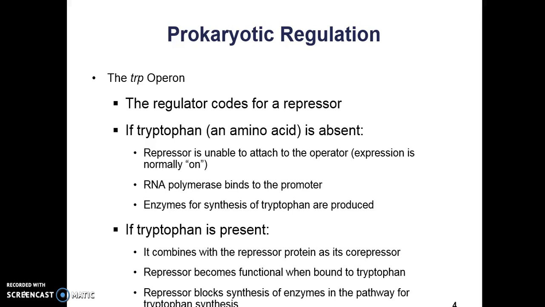If it's present, it will combine with the repressor protein as a co-repressor. So tryptophan is kind of like a co-repressor. The repressor becomes functional when bound to tryptophan. The repressor blocks the synthesis of enzymes in the pathway for tryptophan synthesis. So this is a repressible operon. This is operons involved in the anabolic pathways that make things.